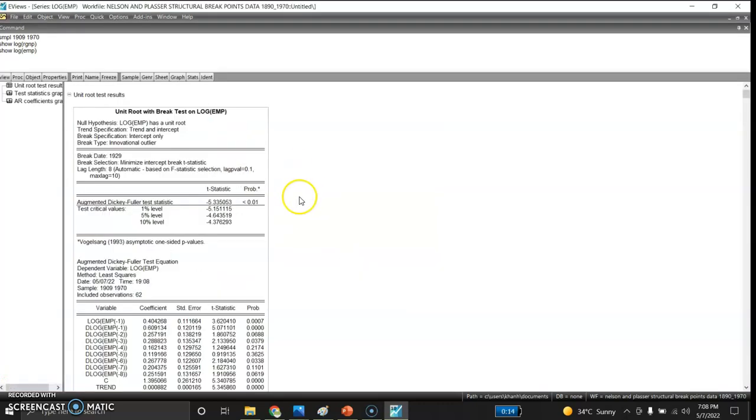Here are my results. Now the null hypothesis is that the log of employment has unit root, and initially when I checked at level, the log of employment had unit root, but now I am checking unit root with break test on log of employment, and its p-value is less than 0.01. So it means that we reject this null hypothesis, and we conclude that the log of employment doesn't have a unit root, and it is stationary rather than non-stationary.